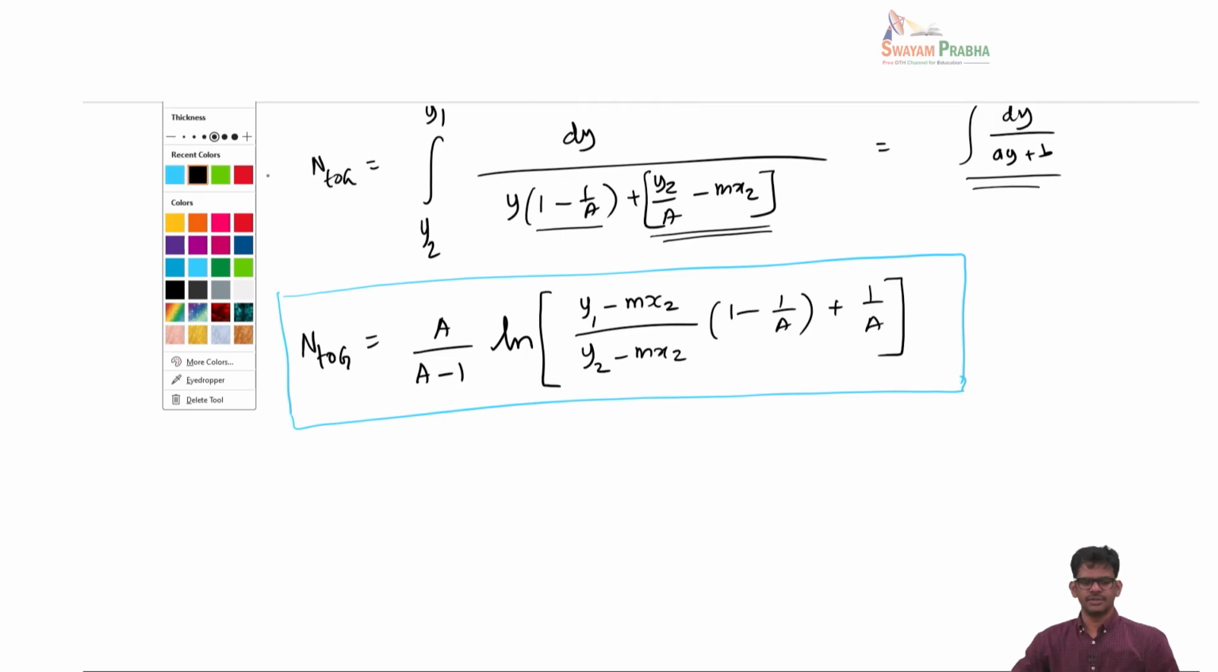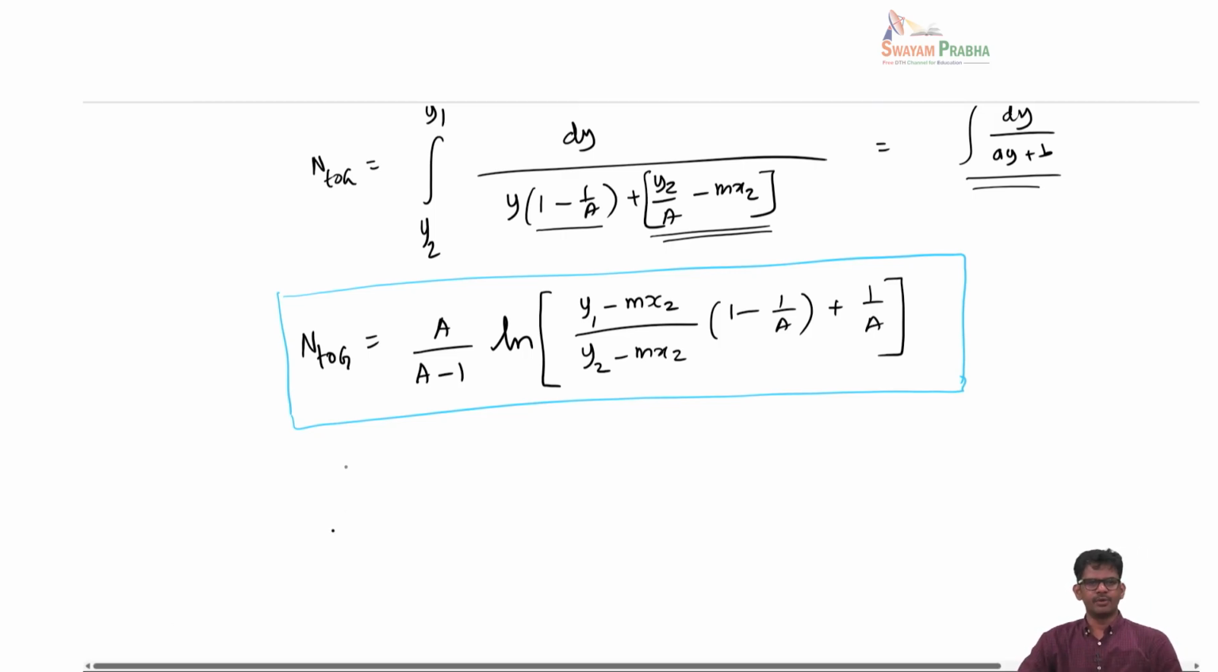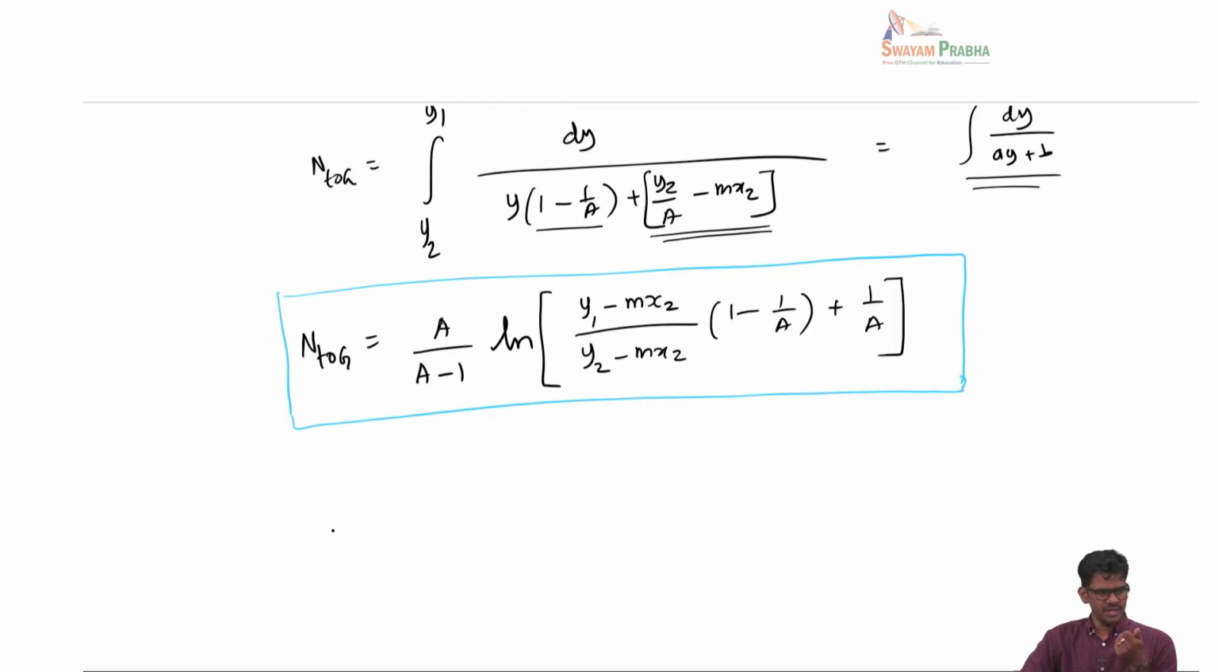So, this expression gives you the number of transfer units, and you can see it depends on this factor A. A is the absorption factor. It depends on the slope of the equilibrium line and the operating line, and also on the composition at the inlet and outlet, y1 and y2, and the inlet composition of the liquid phase. That is all. It does not depend on the mass transfer rate. It depends only on the properties of the operating line and the equilibrium line, because that is what sets the average driving force.